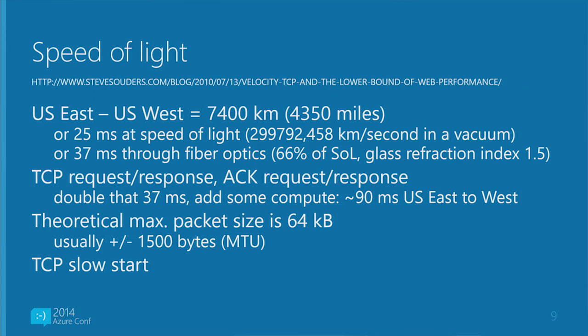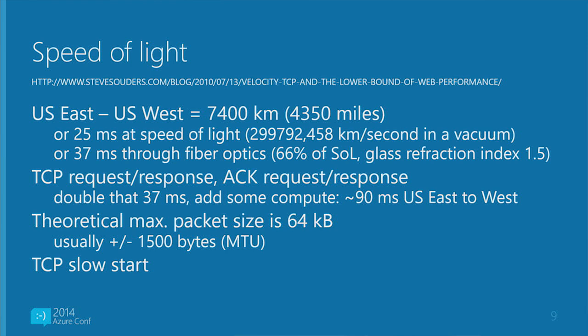Another issue with the internet and how browsers work is speed of light. You may know the speed of light is quite fast, and it would be awesome for travel if we could achieve speed of light. But unfortunately for us, only the internet works at speed of light, sort of. Because if you take the US and you take US East to US West, that's about 7,400 kilometers or 4,000 miles. You will see at speed of light, to travel that distance, we would need 25 milliseconds, more or less.